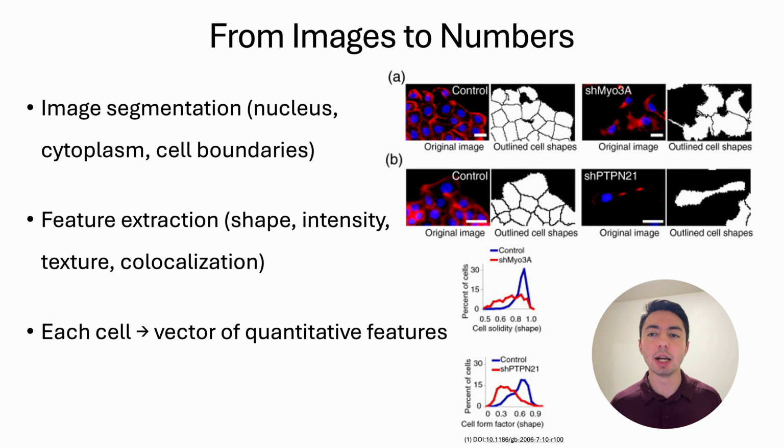Even something as simple as shape can be quantified in multiple different ways, such as form factor, perimeter, area, longest axis, each capturing a slightly different aspect of the phenotype. So by the end of the process, each cell or each well is represented not just by images, but by a set of quantitative features that describe cellular phenotypes in detail.